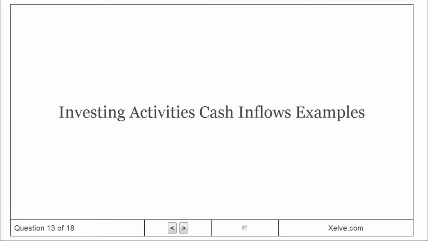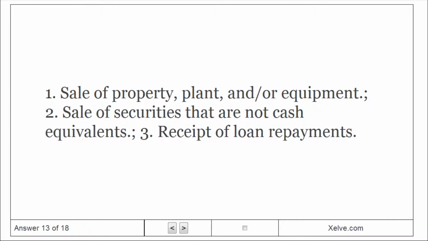Investing activities cash inflows examples. 1. Sale of property, plant, and/or equipment. 2. Sale of securities that are not cash equivalents. 3. Receipt of loan repayments.